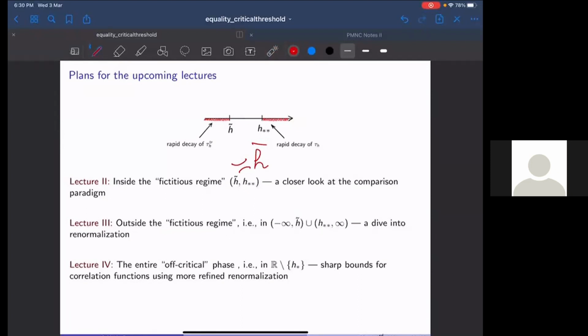And then in the next one, I'll actually talk about this thing called beyond h bar and h star. For example, I told you that for h bigger than h star, you have a stretched exponential decay, and below h tilde, you have some other nice properties. Probably I didn't get much time to talk about that, but we'll prove that in this regime, these are the regimes where you apply this renormalization argument that I hinted at, and I'll discuss one of that in detail.